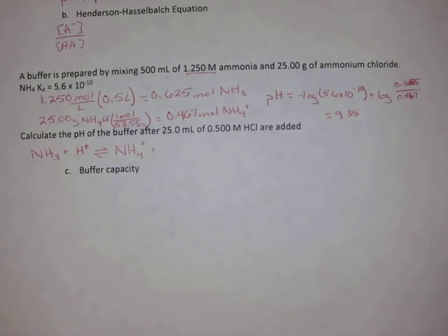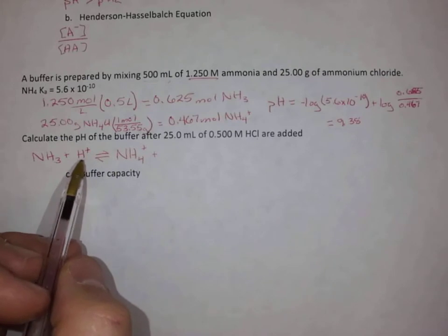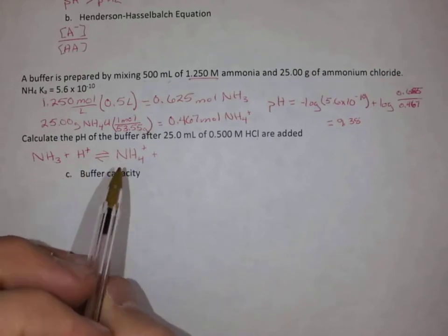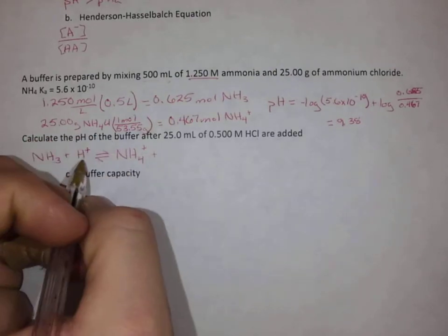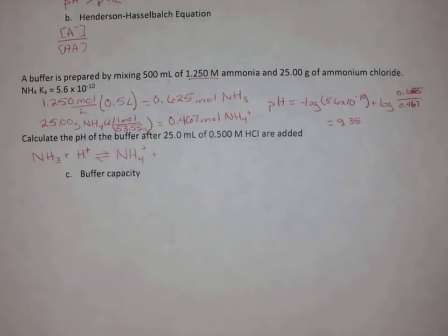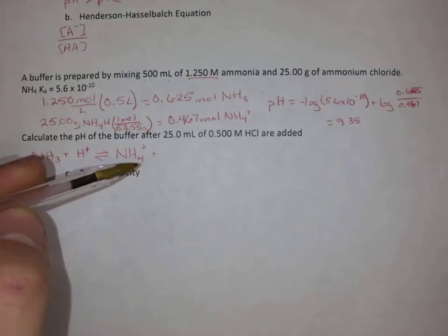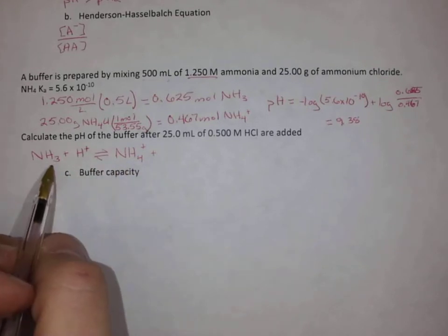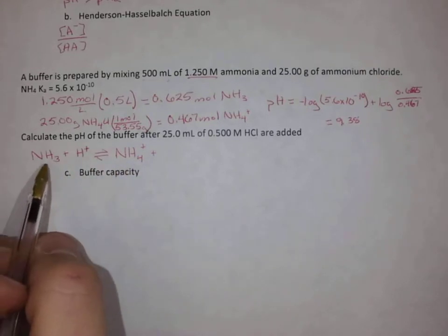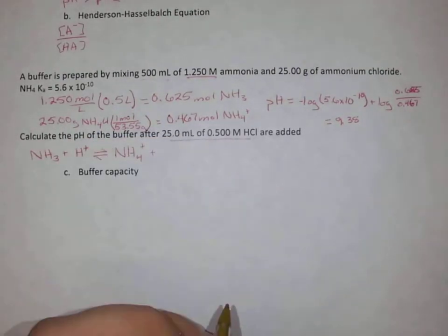Since we have a base, strong acid, conjugate acid, and we could do H3O+ there. So again, the strong overcomes the weak. We're going to go towards this side. So we are going to gain some NH4+ and we're going to lose some NH3, okay? So how much we can calculate from this.